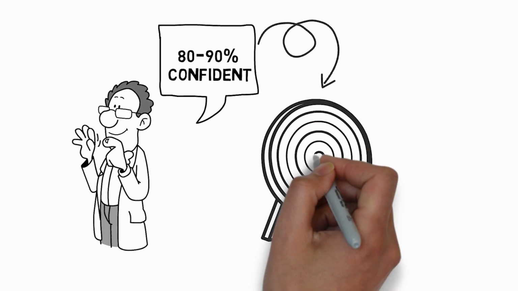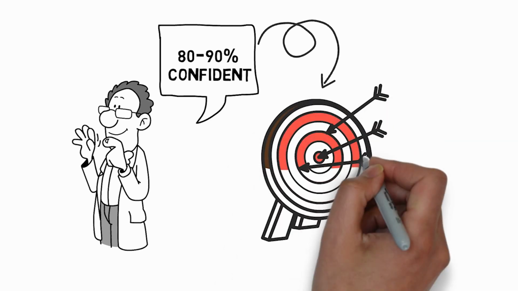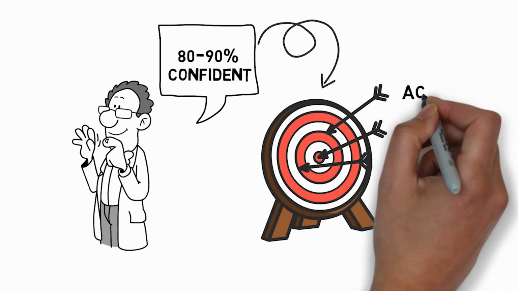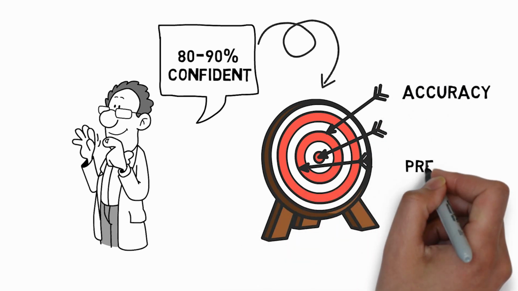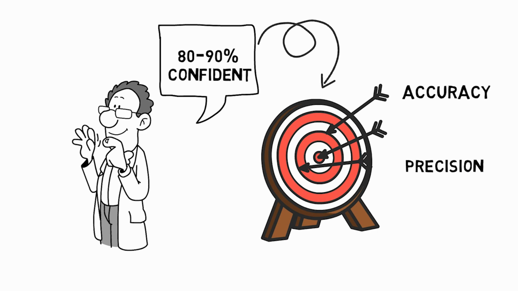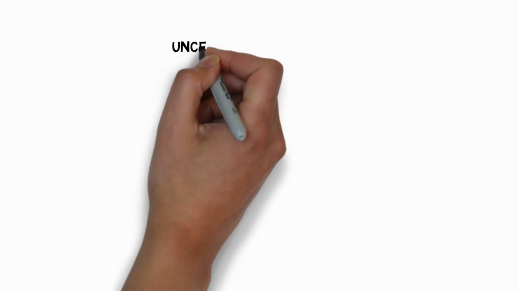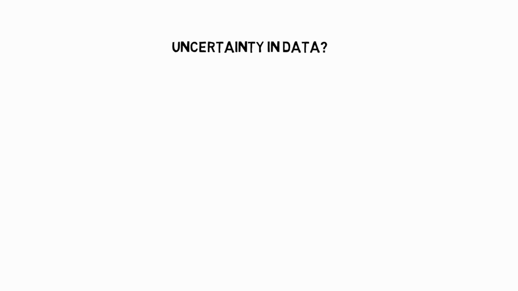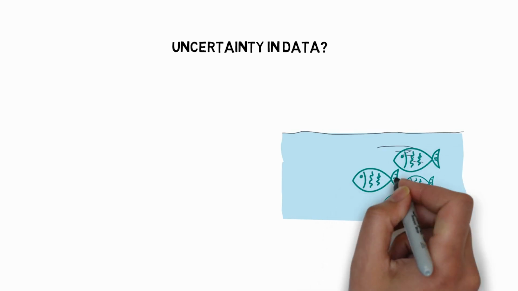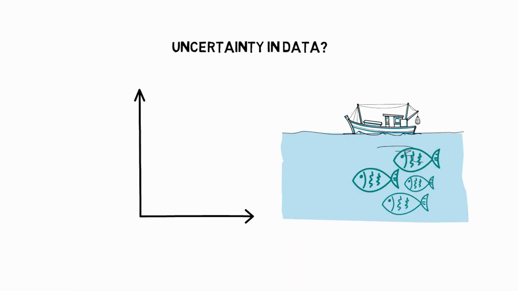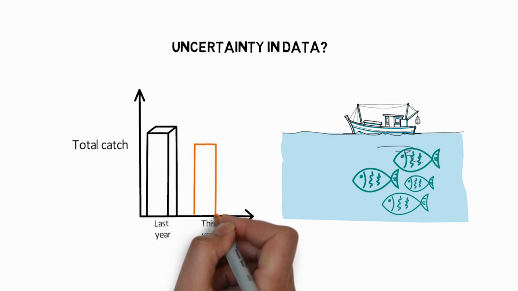Scientists will use a percentage confidence level, communicate this in their models, and consider accuracy and precision as important dimensions of a prediction. So for fishery stock assessment models, for example, if there is uncertainty about reports of historical catch data, this will introduce uncertainty when projecting into the future.